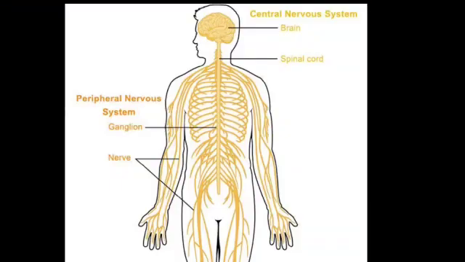Our nervous system has two main components, the central nervous system and the peripheral nervous system. The central nervous system is the primary control center of our body. It consists of the brain and spinal cord, whereas the peripheral nervous system is a network of nerves that connects the rest of the body to the central nervous system. So in this lesson we'll be learning about neurons, nerves and the nervous system.